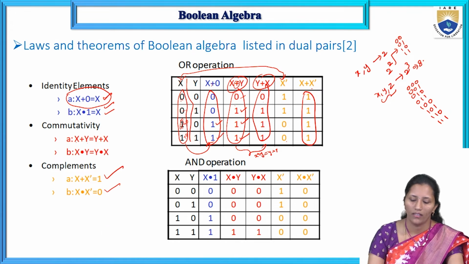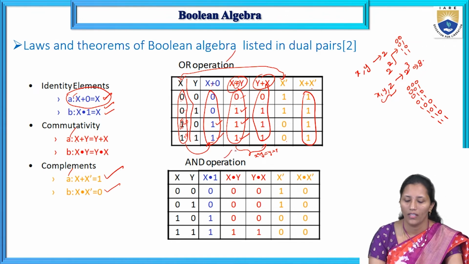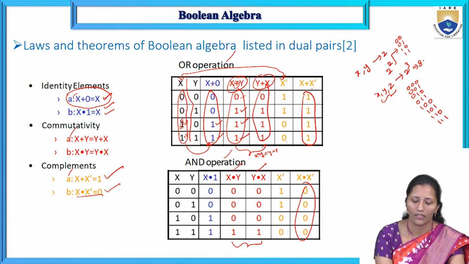Okay, so whatever first, plus indicates OR operations, dot indicates AND operations. So x dot x bar is all zeros and x dot y is equal to y dot x, both are getting the same value. X dot 1 is equal to x, whatever x is there, we are getting the same value. Okay.